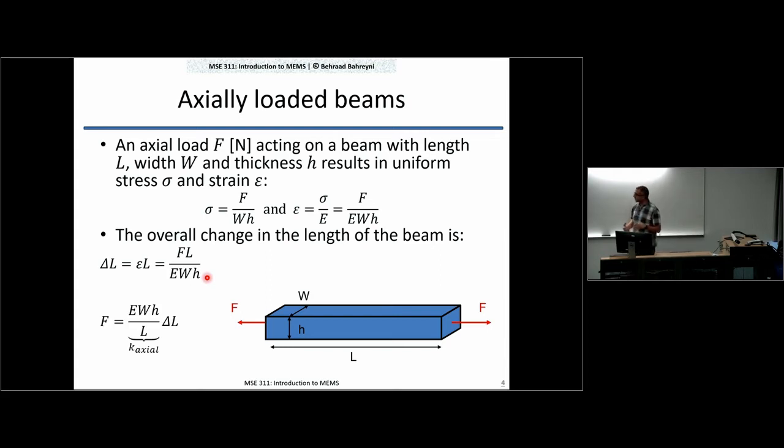What is the effective spring constant? Well, it's shown here. It's proportional to EWH over L. This is called the axial spring constant of my beam. Okay?